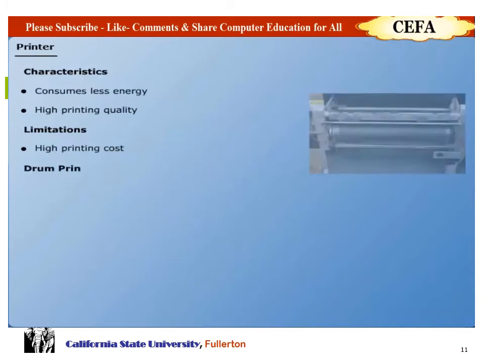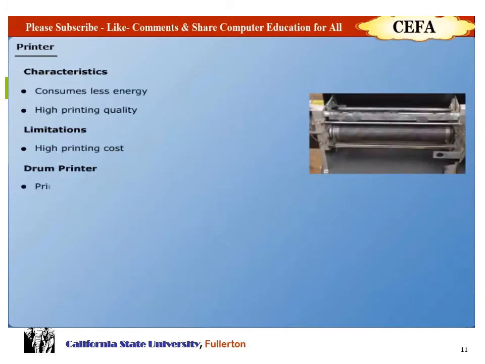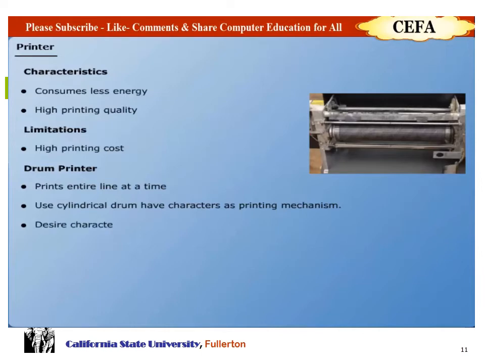Drum printers. Drum printers are used to print an entire line at a time. It uses a cylindrical drum as the printing mechanism. Whenever a user wants to print a character, the desired character is rotated around to the hammer line. The hammer hits the paper and pushes it into the ribbon to print the character.